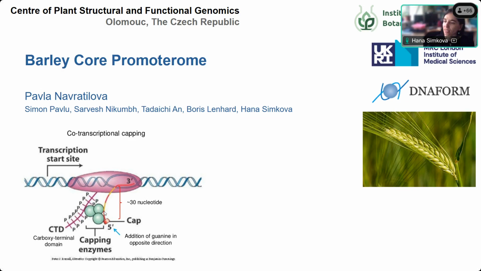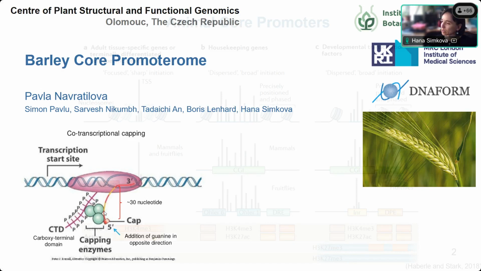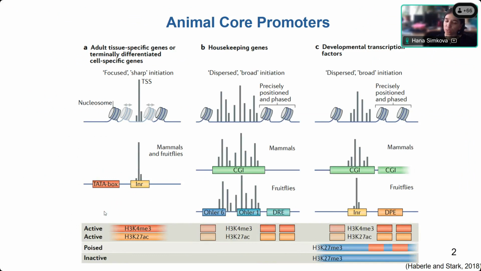This initiation of transcription is a very basal process, but I felt it's a little less understood in plants than in animals, because animal core promoters have been studied for at least 20 years. And there is this understanding that transcription initiation doesn't happen at a single nucleotide at the initiator, but rather at a cluster of nucleotides, which might be narrower or more broad.